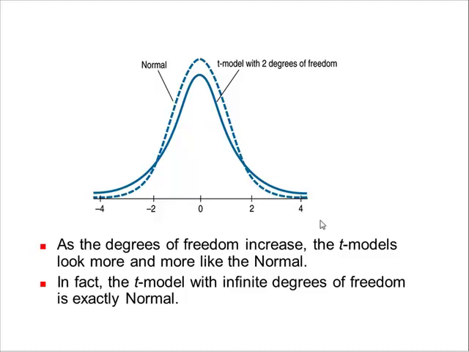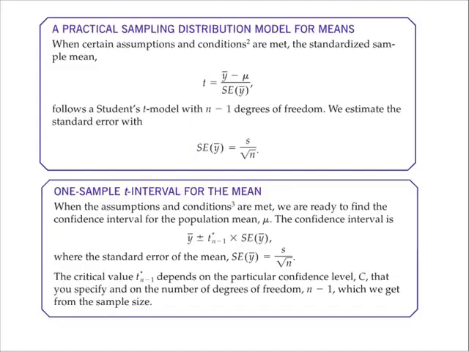But as you have more data values, the t model starts to look more and more like the normal model. And with infinite degrees of freedom, the t model is exactly the normal model. So you don't have to worry about this too much because we're going to have Excel help us calculate these values.